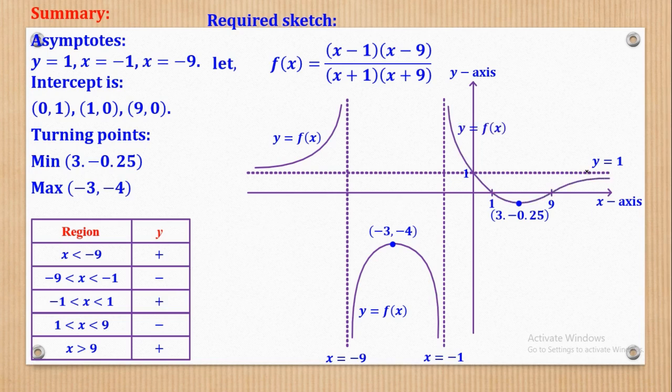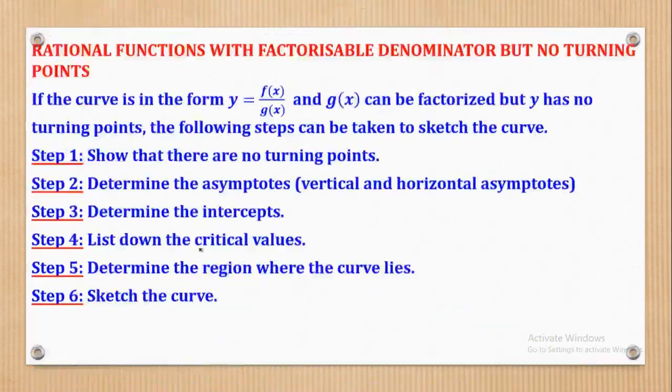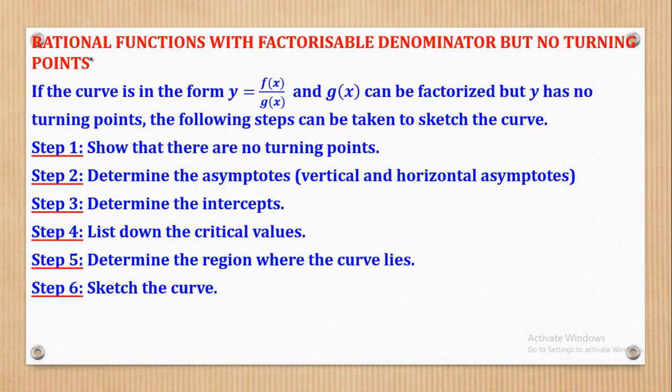So that is what they wanted in this question. Now we shall go to rational functions with factorizable denominator but no turning points. Now the part you have been doing has been involving you getting the turning points, but sometimes the rational function will not have a turning point. Now the question is, how do you know that it does not have a turning point?